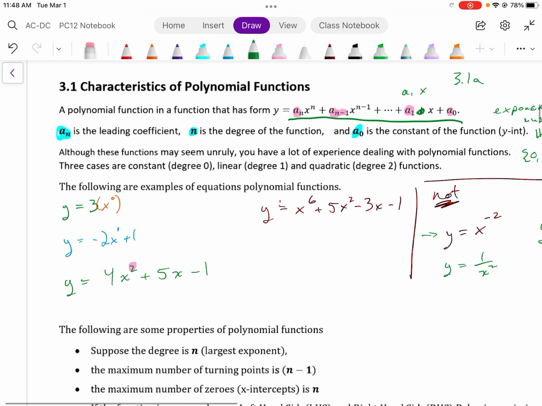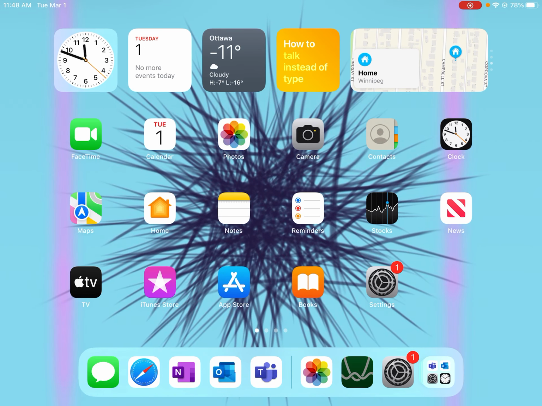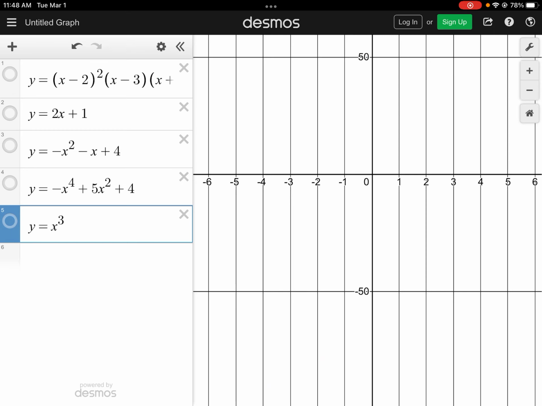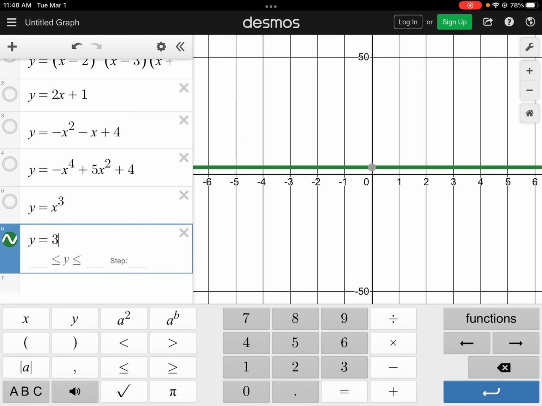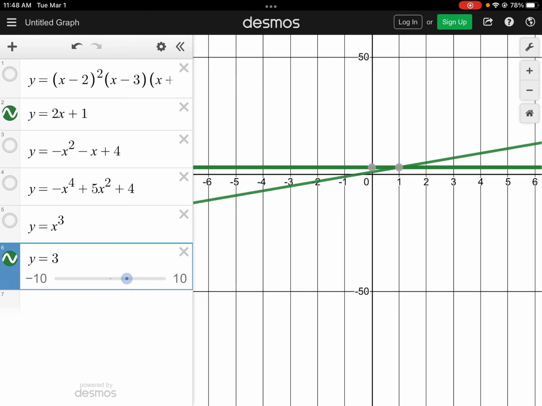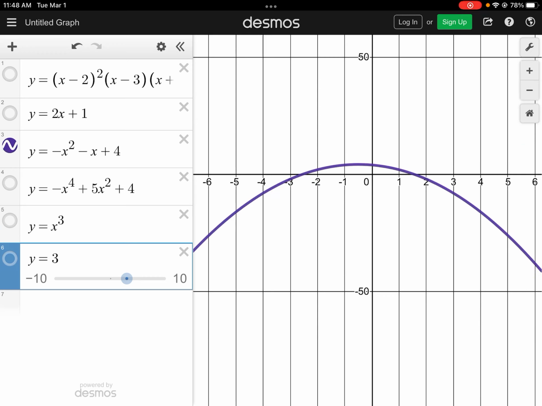So just for fun, I'm going to take a look at some polynomial functions. And I'm going to start off with this one. Actually, I'm going to put one more. Y is equal to 3. There it is. It's a straight line, isn't it? It's a horizontal line. Y is equal to 3. This is degree 0. A degree 1 function looks like this. It's a linear function. A degree 2 function would be a parabola. You're quite familiar with a parabola.